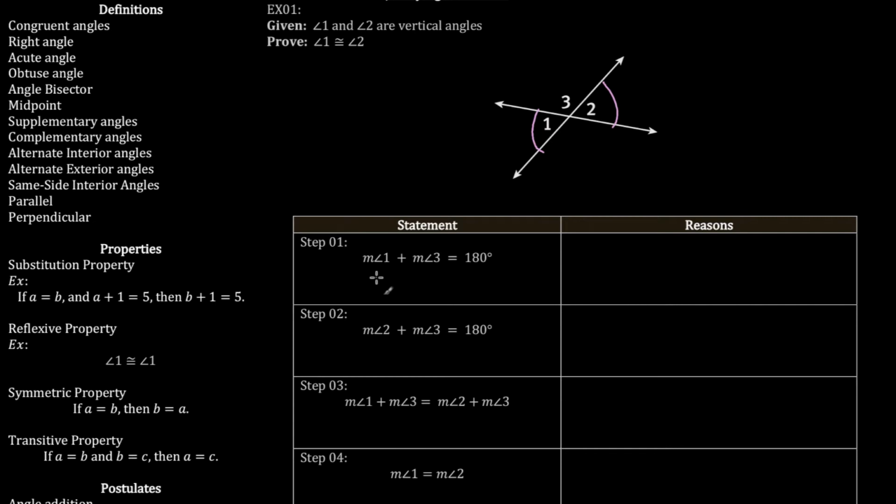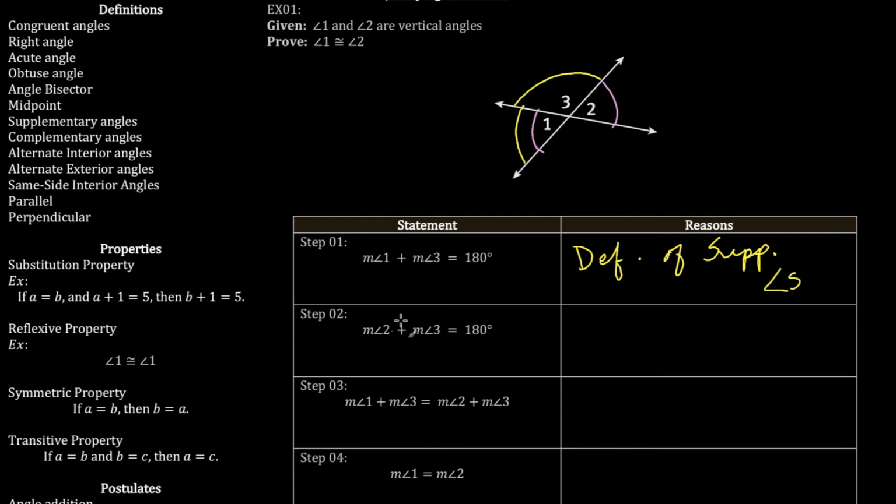Step 1 was to say that measure of angle 1 plus measure of angle 3 is 180. So angle 1 and angle 3 are 180 degrees. Well, that just looks like the definition of supplementary angles, because supplementary angles are a 180 degree pair. Definition of supplementary angles. You can abbreviate as long as I understand what you're writing.